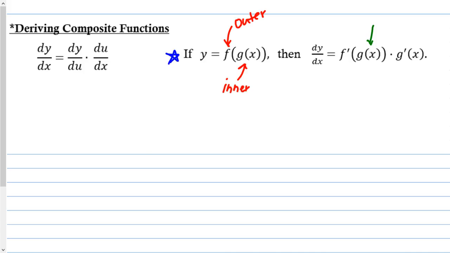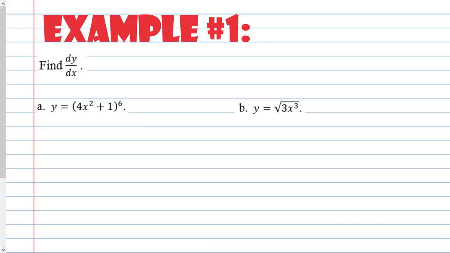Some people say the derivative of the outside times the derivative of the inside, and some people write the outer times the inner. Right? Kind of like low d high minus high d low. The d stands for deriving. So you derive the outer and you multiply by the derivative of the inner. Okay, so let's put that to use, and hopefully it'll make a little more sense.